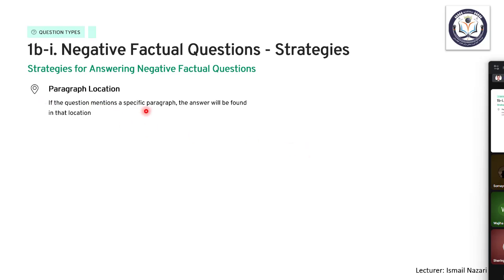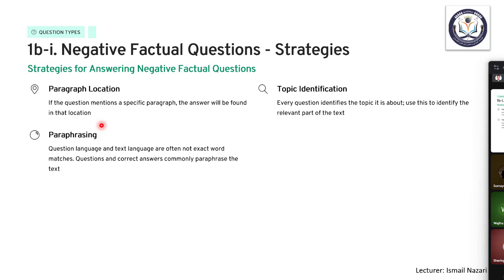So if the question mentions a specific paragraph, the answer will be found in that location. Okay, then we'll check which answer is not stated in that specific paragraph. Find the paragraph location. Again, we have to find the topic. Identify the topic, identify the keyword, and then check it into the passage, into the paragraph which is stated. We'll look at the paraphrasing again. The correct answers that would be for negative factual questions.